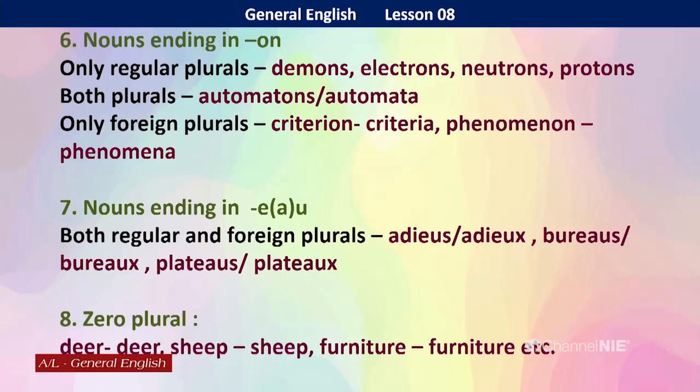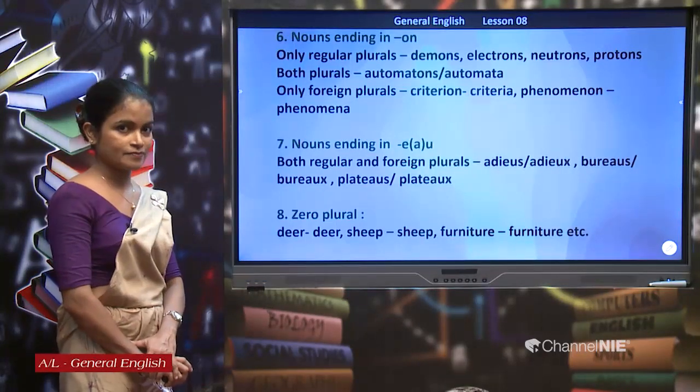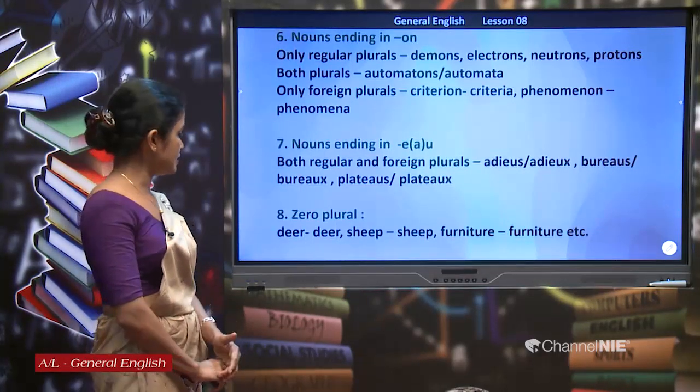Then there is another kind called zero plurals. What are they? We don't change the noun in any way by adding a morpheme to make a plural form. We use the same form as in the singular noun. They are called zero plurals. For example, deer.